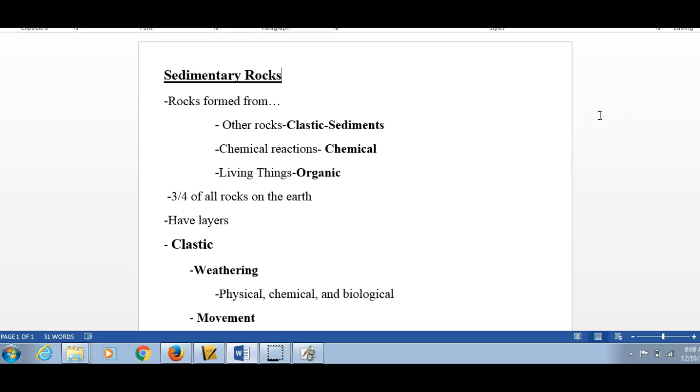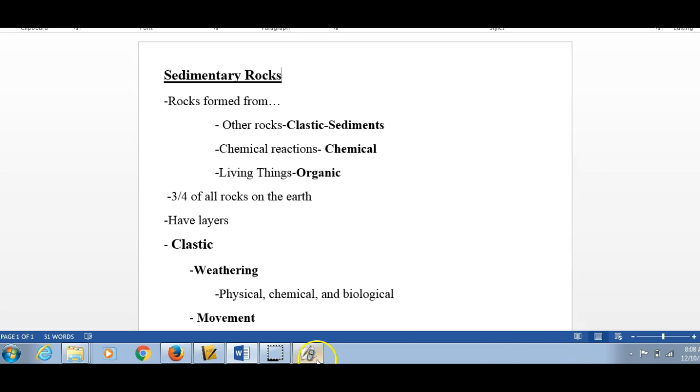So this will be our notes on sedimentary rocks. Hopefully you've watched the igneous one and it was useful for you to understand some things. Make sure you ask me questions if you're not sure. And so let's continue here. And so we have sedimentary rocks now.